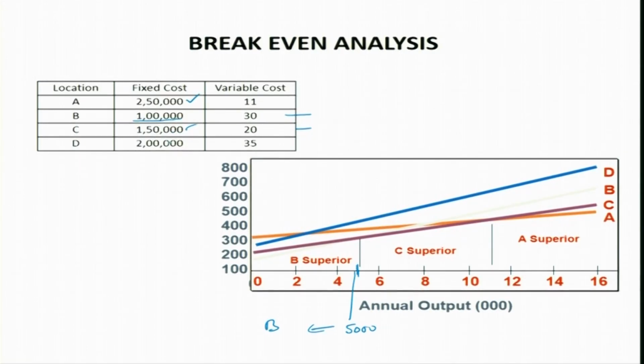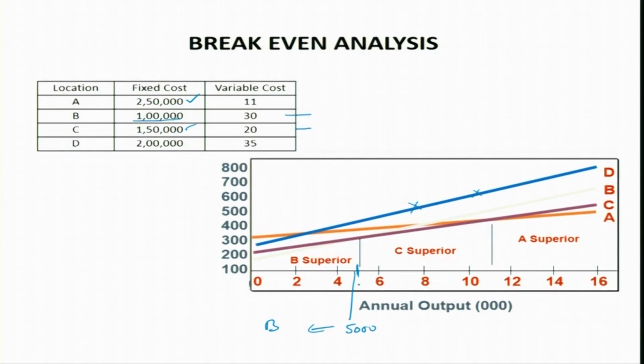You will find that alternative D is not good for any quantity. Alternative D, which is given in the blue color, is not good for any of the quantity, because its total cost is always more than any other alternative. For every quantity there are other alternatives which are having a total cost lower than this. So, alternative D is not a good option for anyone.